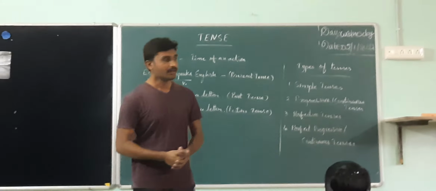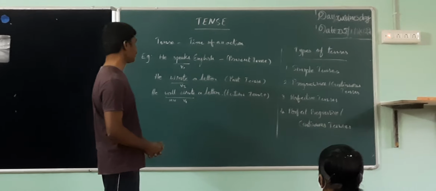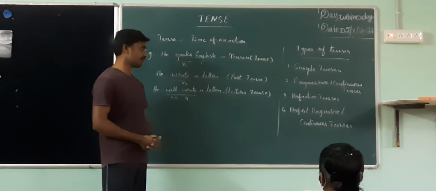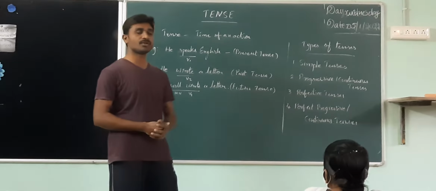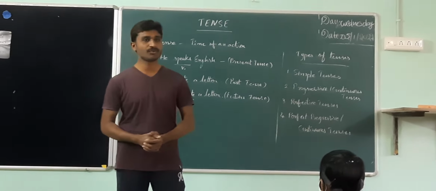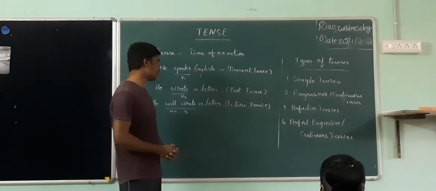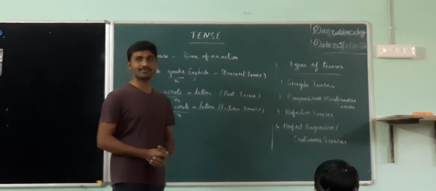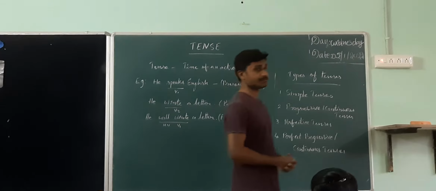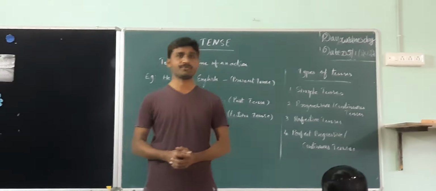See here, if you see the sentences here, there are three types of sentences you can observe. He writes English, he wrote a letter, he will write a letter. You see this one, there are underlined words: writes, that is V1, the present form of the verb, that is in present tense. And the second one, he wrote a letter, the second form is used in past tense. Third one, he will write a letter, that is will plus V1, used in future tense.